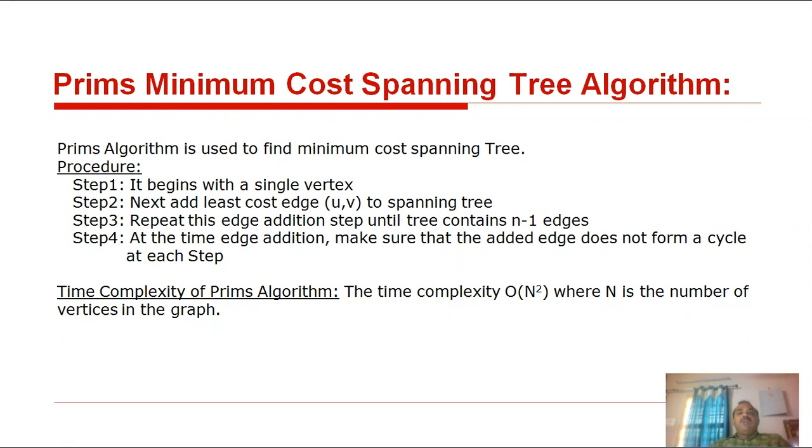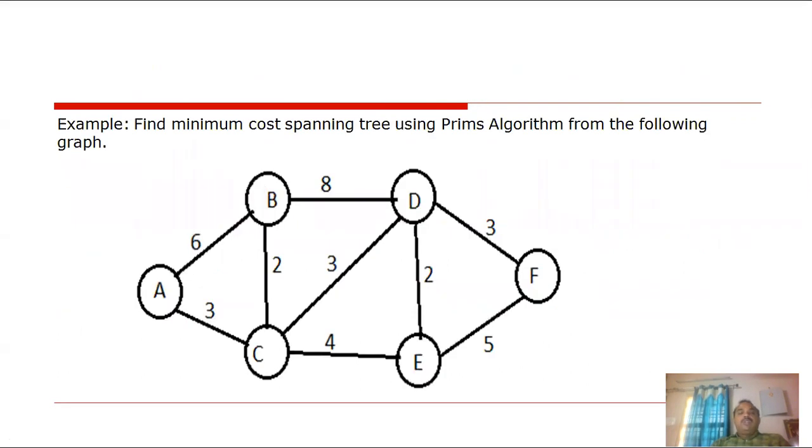The time complexity of Prim's algorithm is order of n square, where n is the number of vertices in the graph. Remember, all of you. What is the time complexity of Prim's algorithm? Order of n square, where n is the number of vertices or nodes in the graph. Clear? So this is an example.